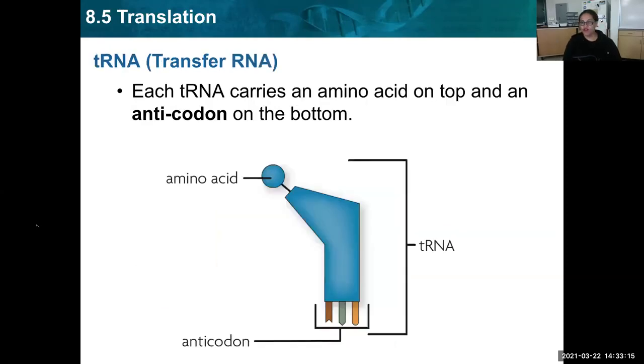So this is what a full tRNA molecule looks like, and the T stands for transfer RNA. I think it looks like a little hunched over old man. And at the top, his little head is an amino acid. And at the bottom, that's where the anticodon can be found. And that is what will seek out a codon on the mRNA molecule.